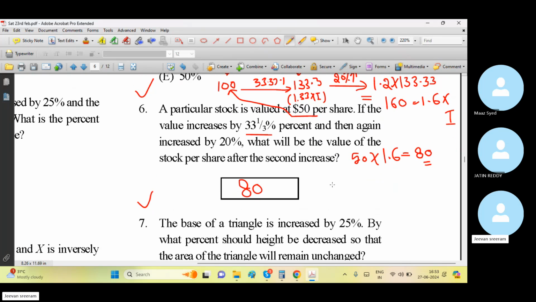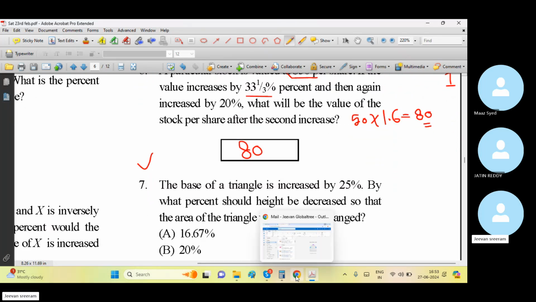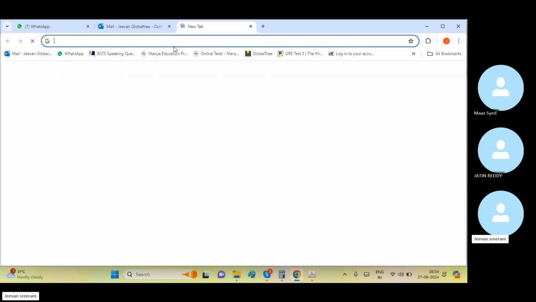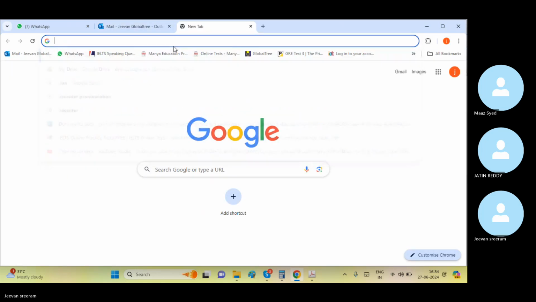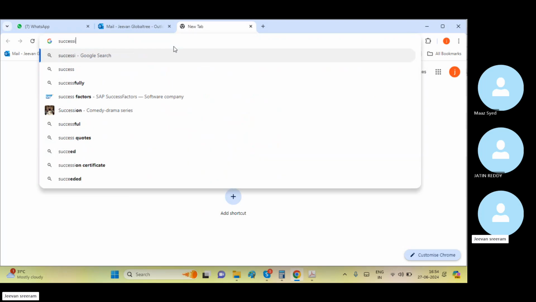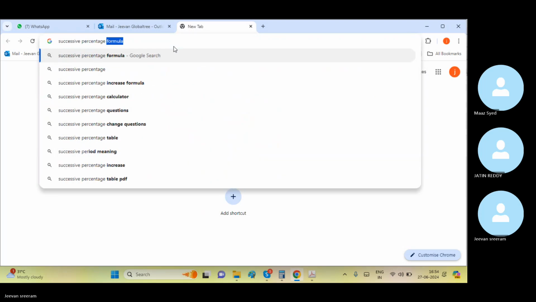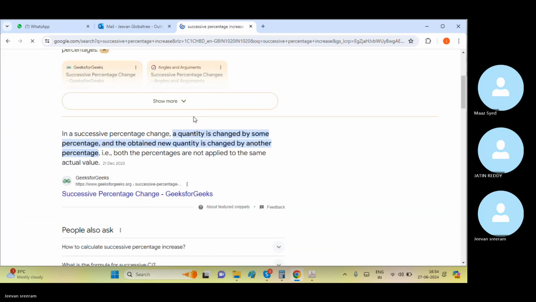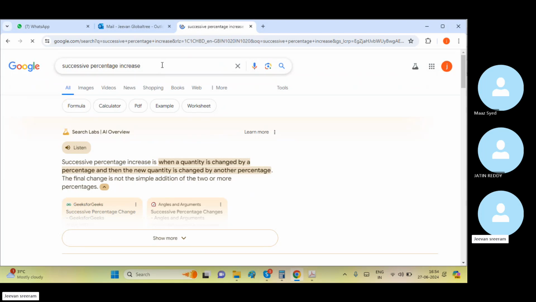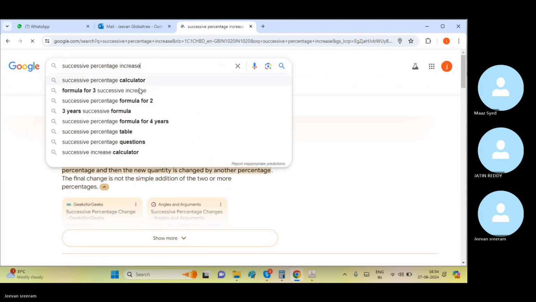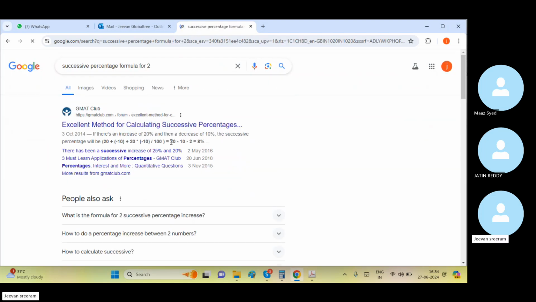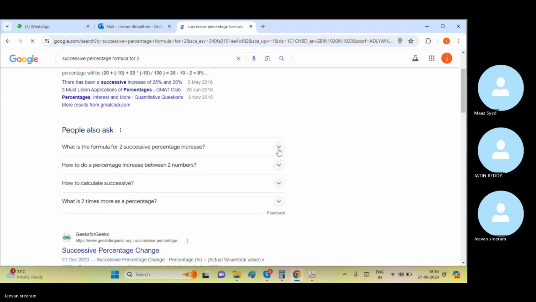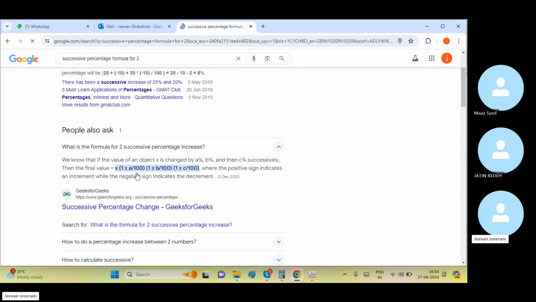Huh. You can actually check this increase. Successive percent increase. This is the one. Can you see this?